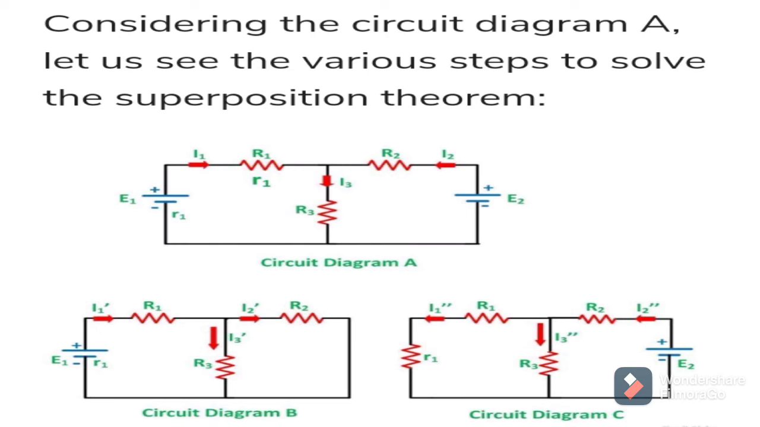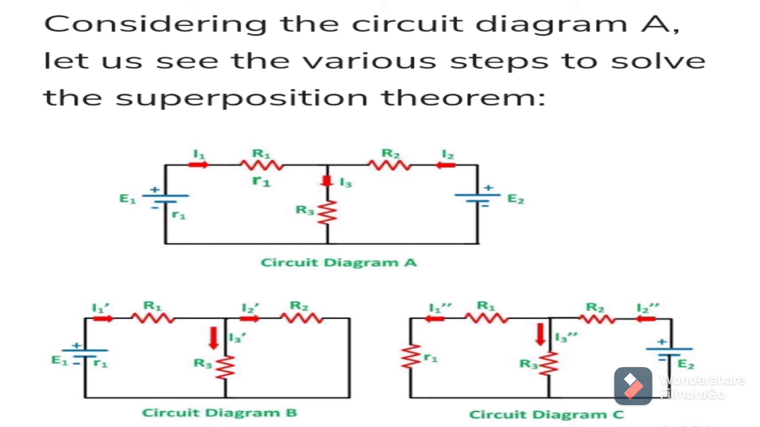Step 4. Thus, by activating one source and deactivating the other source, find the current in each branch of the network. Taking the above example, find the currents I1, I2 and I3. Step 5. Now consider the other source E2 and replace the source E1 by its internal resistance R1, as shown in the circuit diagram C. Then step 6. Determine the currents in the various sections, that is I1, I2 and I3.